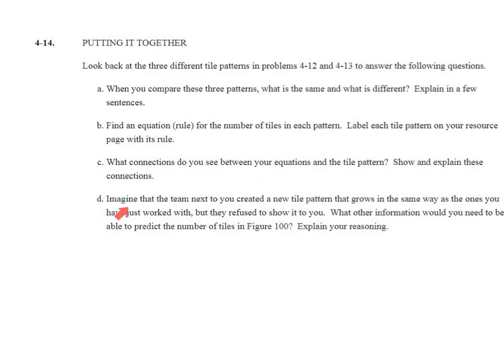And part D says, imagine the team next to you created a new tile pattern that grows the same way as the ones that you have just worked with, but they refuse to show it to you. What other information would you need to be able to predict the number of tiles in figure 100? Explain your reasoning. Well, let's take a look at this, and specifically we're going to focus on this part B here, finding the equation or rule. We're also going to describe it. So I've got a copy of the 3 tile patterns on the next slide, so we'll take a look at what these patterns look like and look for those connections and write the rule.